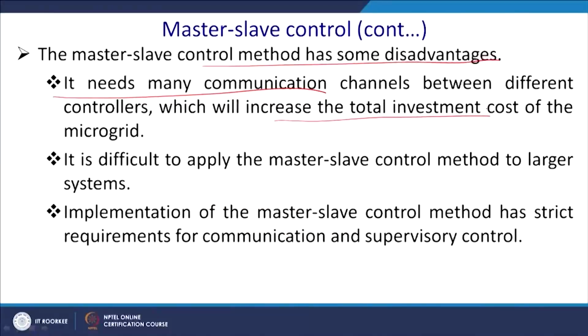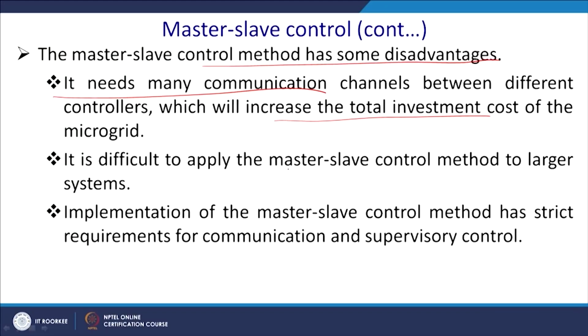So, what does it say? It needs many communication channels as well as fast channels between the different controllers, which will increase the total cost, that is CAPEX, of the microgrid. The communication has to be proper and it has to be communicated with all those subsidiaries.